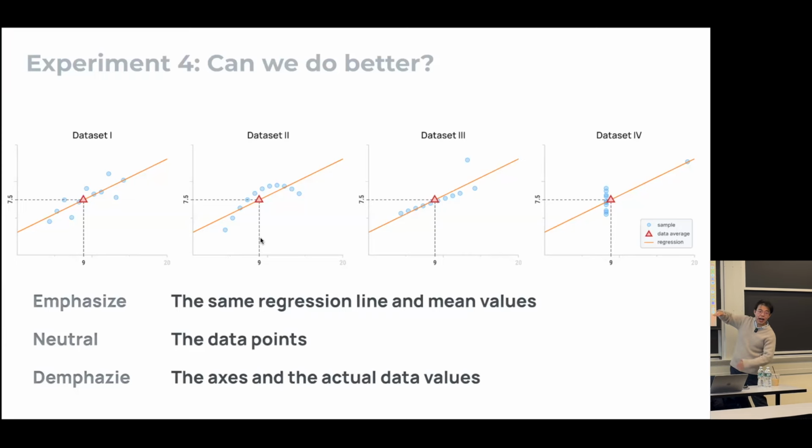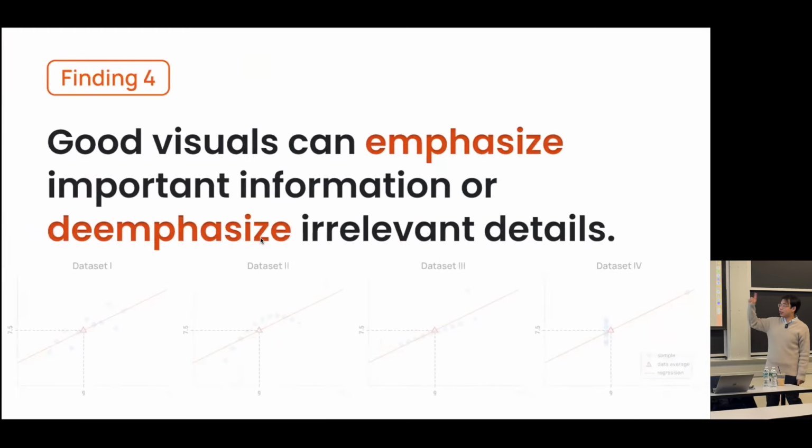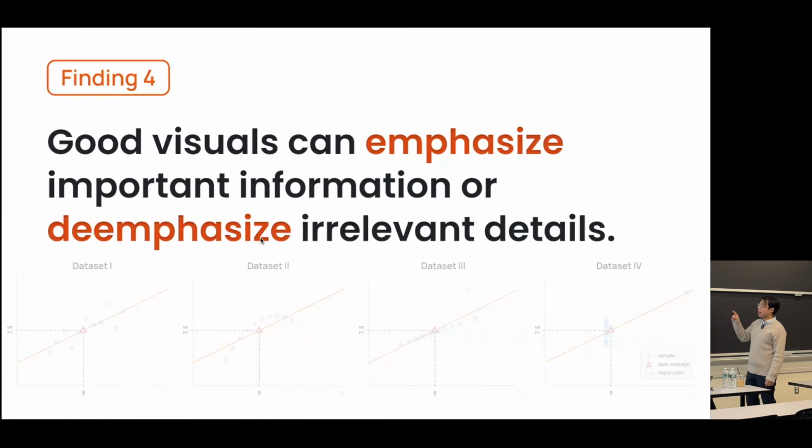Just like what you mentioned, de-emphasize these actual values here. So now we have this layering system in terms of the plot here. And then this goes to the last finding, which is good visuals can emphasize important information or de-emphasize irrelevant details, right?